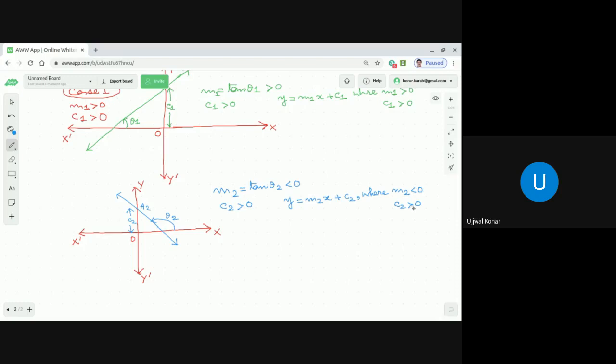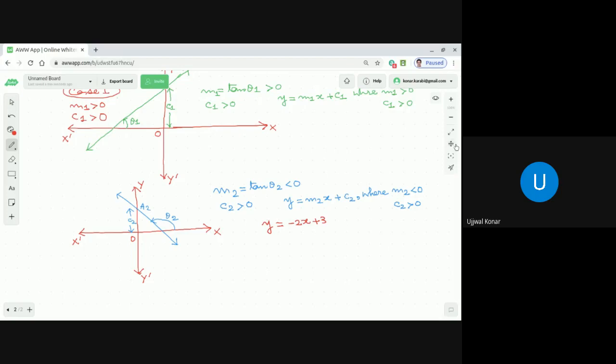Correct? So whenever you get y equal to mx plus c, where m is less than 0 and c is greater than 0, you can visualize the straight line is something like what I drew in the blue color. One example I can give you. Let me use a different color. Say y is equal to minus 2x plus 3. This is a perfect example of whatever you see in the blue color.